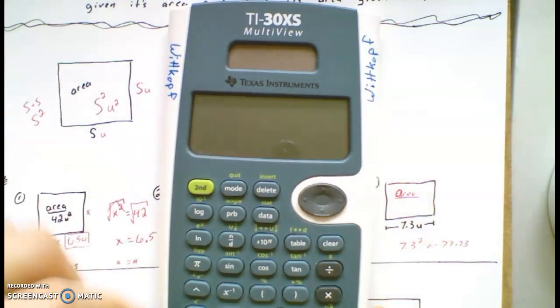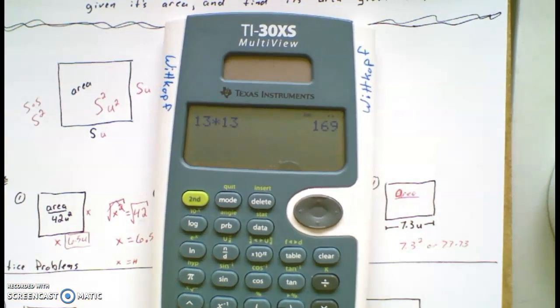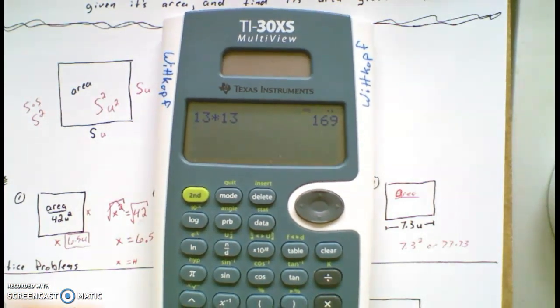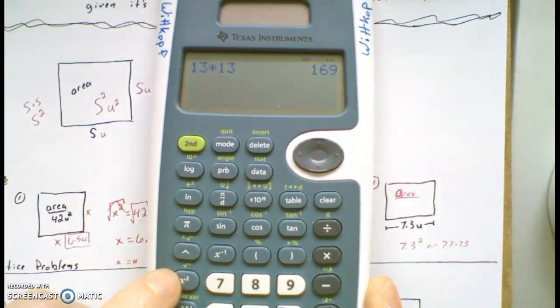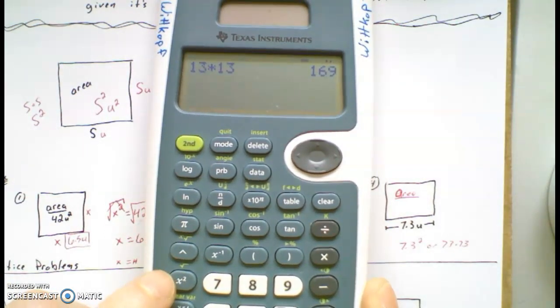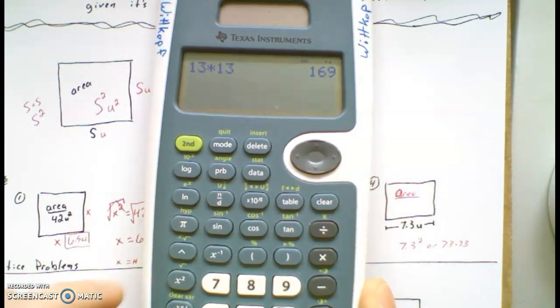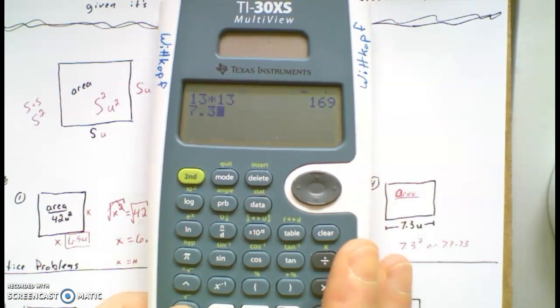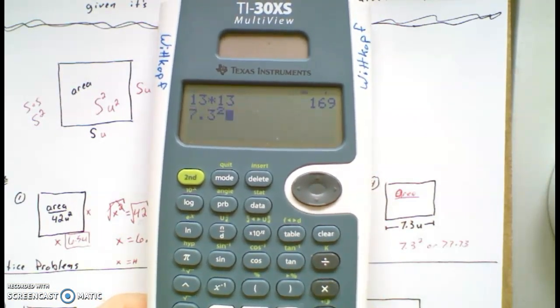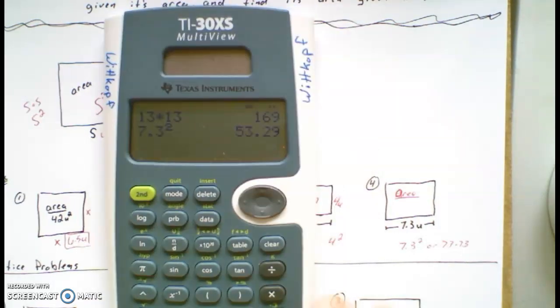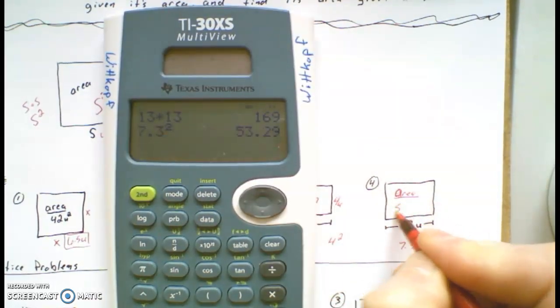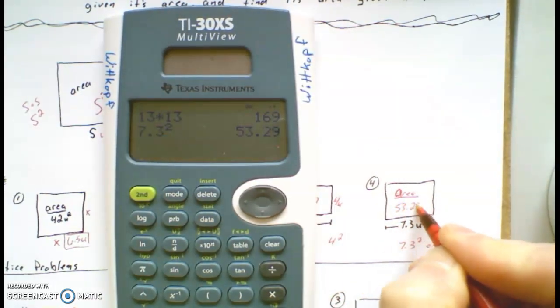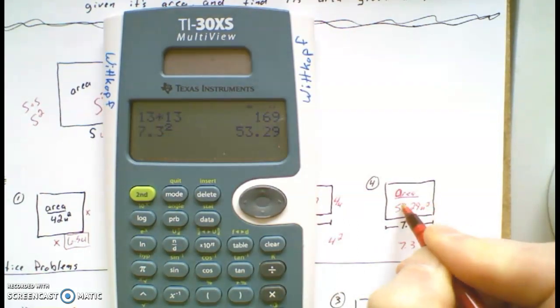Just grab your calculator, and there you go, that ain't too bad. On mine, it has a squared button, so I'm going to use it. You could just as easily type in 7.3 times 7.3, but I'm going to go 7.3 squared and hit enter, and I'm going to get 53.29. So that's what the area is here: 53.29 units squared.